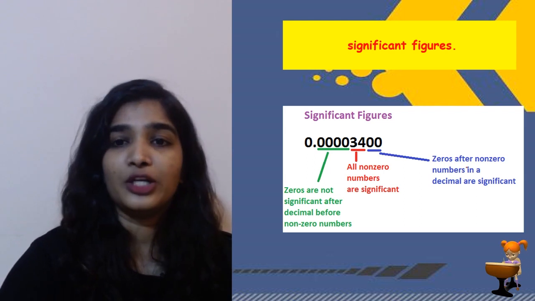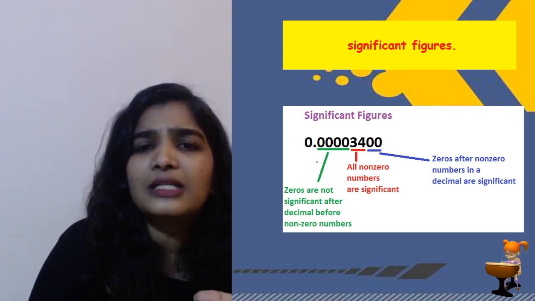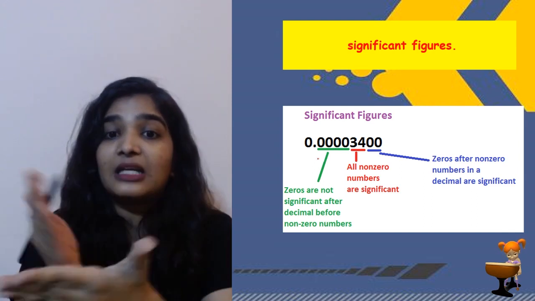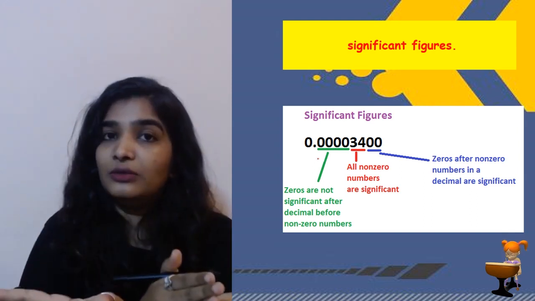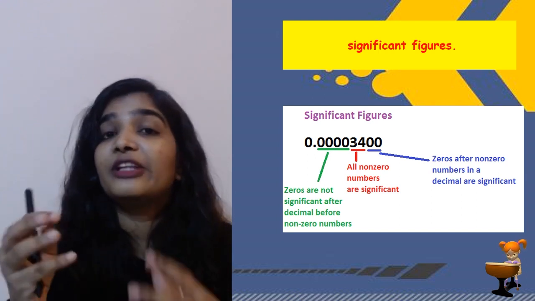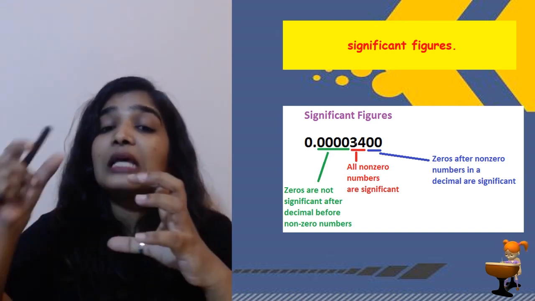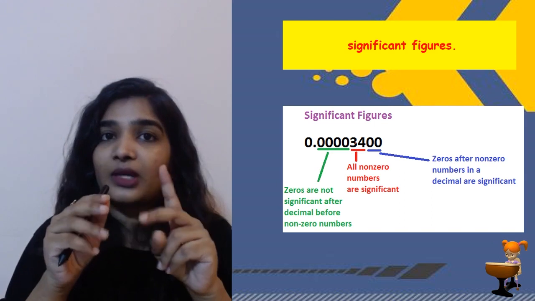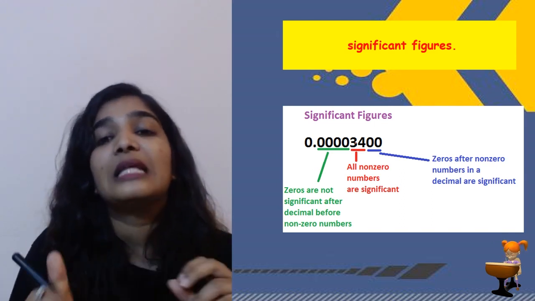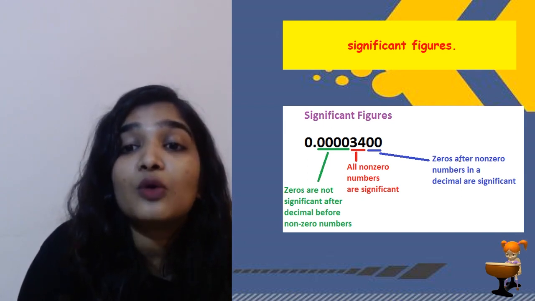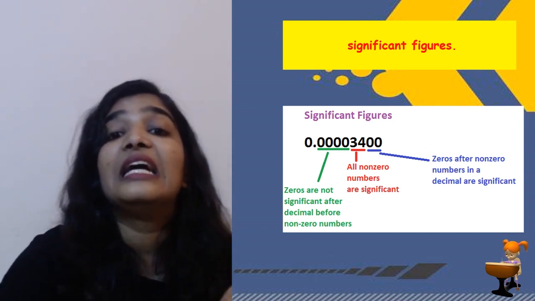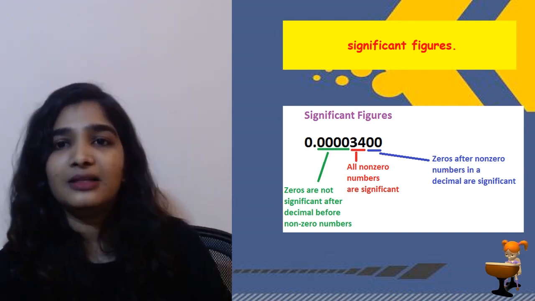Okay, so such numbers with various significant and insignificant digits, you can represent them better using scientific notation. See, in a single picture, I'll tell you, these zeros are not significant. They are coming before the non-zero numbers. Zeros between non-zero numbers are significant, and the zeros after non-zero numbers in a decimal are significant.